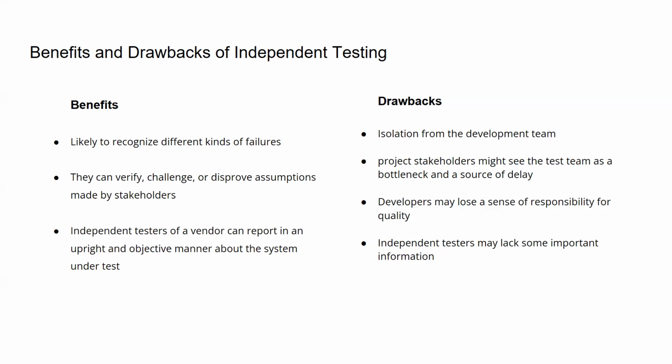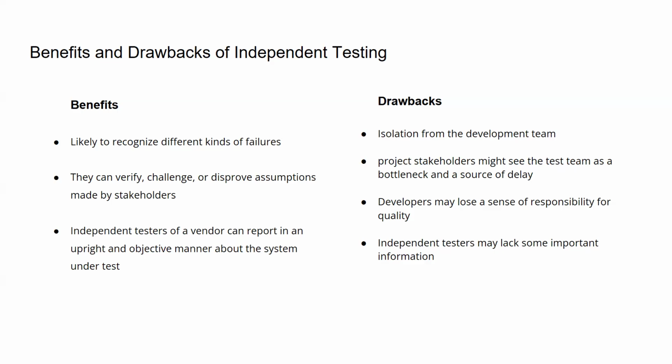And also there are drawbacks. Isolation from the development team. Since this is a separate entity, separate people coming into the organization, there can be isolation between the teams. There can be conflicts between the teams as well. Stakeholders might see the test team as a bottleneck or source of delay, because if the independent testing team is always saying there are bugs, there are bugs, there are bugs all the time, then they might see, okay, this is really time wasting. These guys are always saying there are bugs, it's not ending. They can see it like that, right? And determine, okay, this is enough, right? That can happen. So that drawback is there.